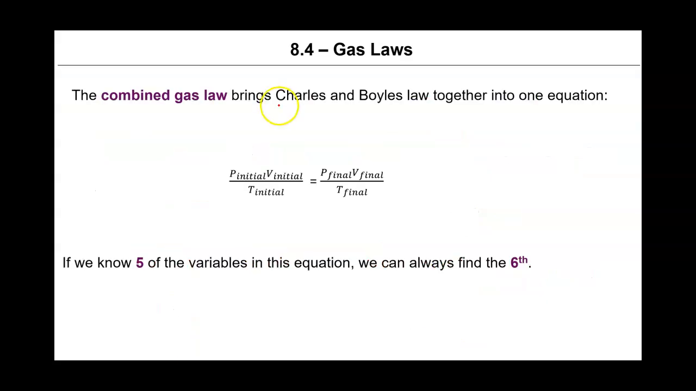We can combine Charles's law and Boyle's law together to make what is called the combined gas law. If you look at the combined gas law, you'll see that there are 1, 2, 3, 4, 5, 6 different variables in there. So what we're really saying is, if we know 5 of the variables in this equation, we can always figure out the missing one.